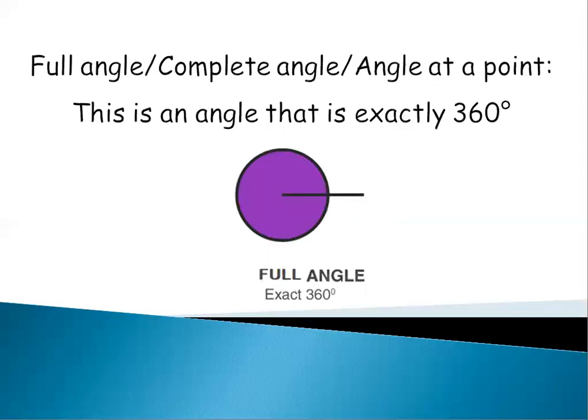Then you have your full angle. You can call it full angle, complete angle, or angle at a point. This angle is exactly 360 degrees. So that is the angle you make when you make a full turn. You see, like you are going round. It's also known as a full revolution to complete a circle. So that is why it is called a complete angle. You call it complete angle, full angle, angle at a point, whichever one, it is still the same thing. It's the angle that is exactly 360 degrees.